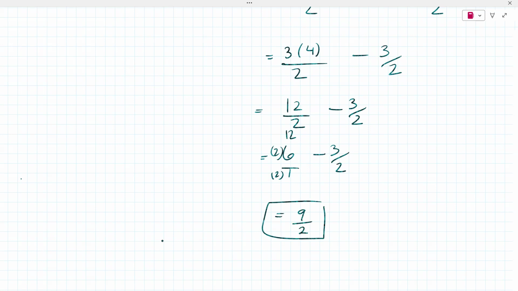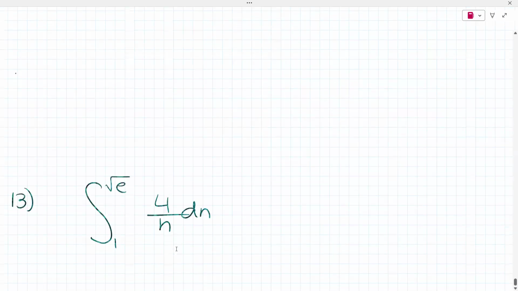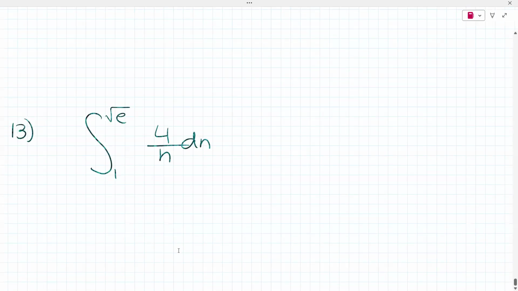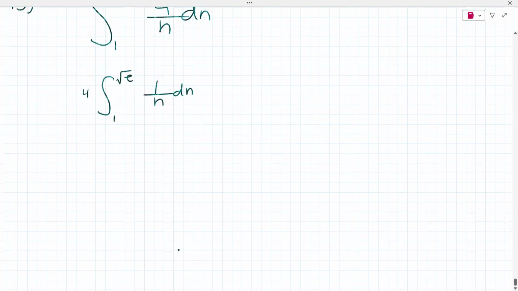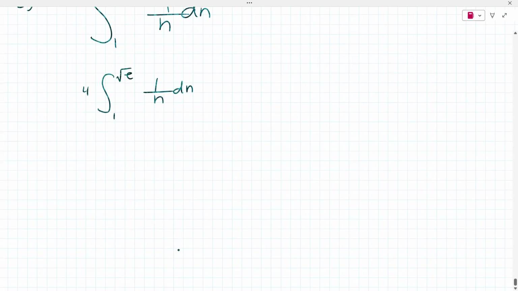Okay, last one. So let's do 13. Integration from 1 to square root of e of 4 over n dn. So 4 is the constant, so take it out. You have a 1, and then the square root of e, and then this is 1 over n dn. So what is the integration of 1 over n? It is ln of absolute value of n. And we have to bring down this 4.